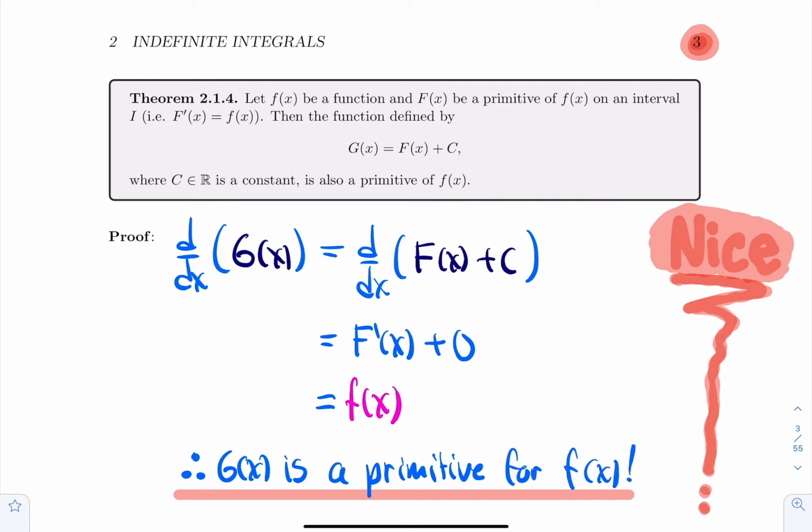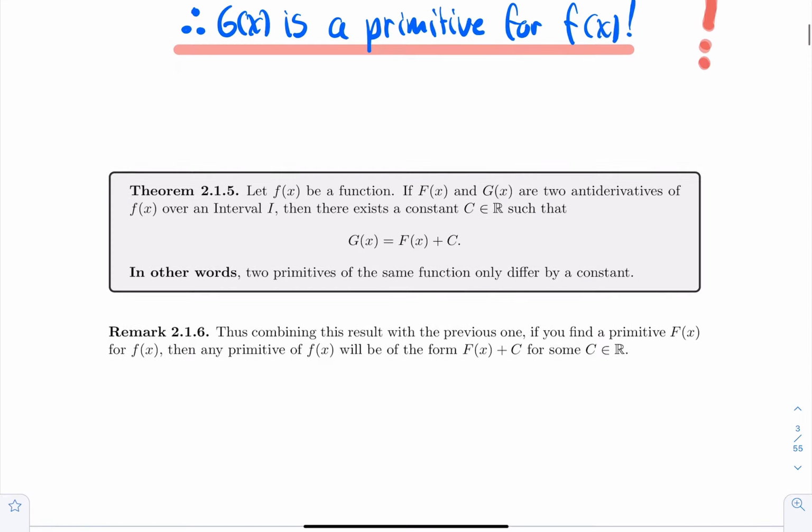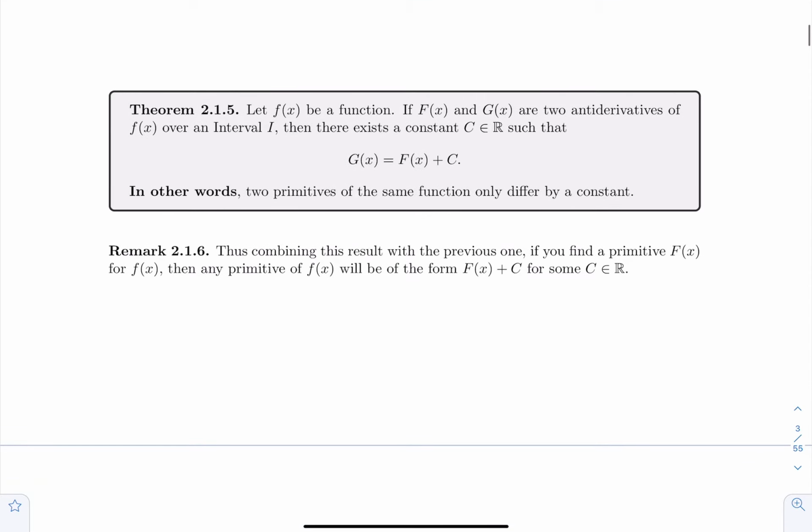Again, this is not a surprise. Okay, so because the derivative of a constant is 0, this big G of x will obviously be another function that is again a primitive. What is actually very interesting, and it's not something that we can prove with the tools that we have so far, is actually the reverse, because yes, it is obvious that if you take a function and you add a constant, you're not going to change its derivative.